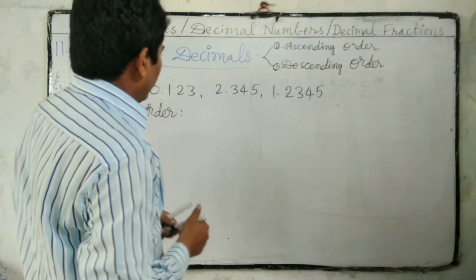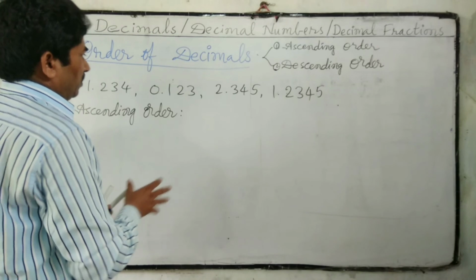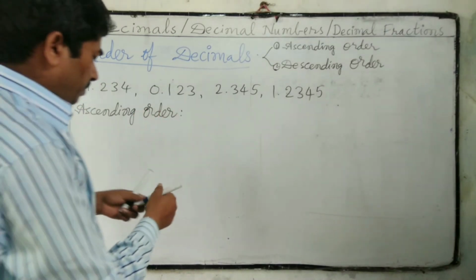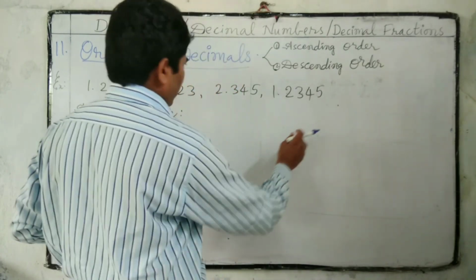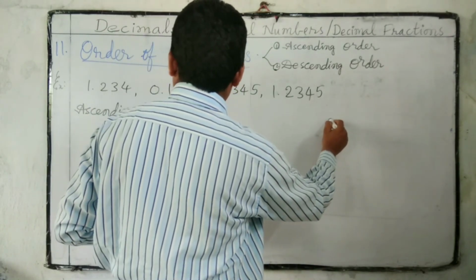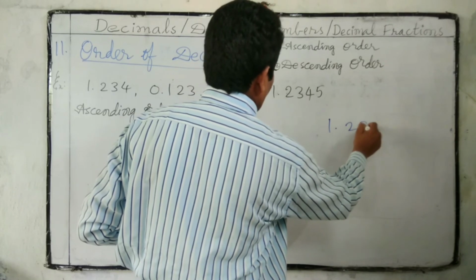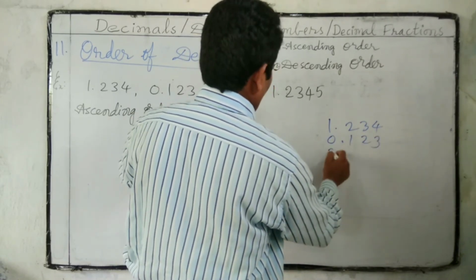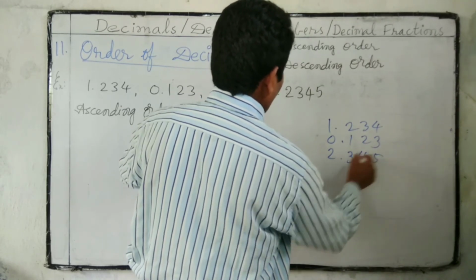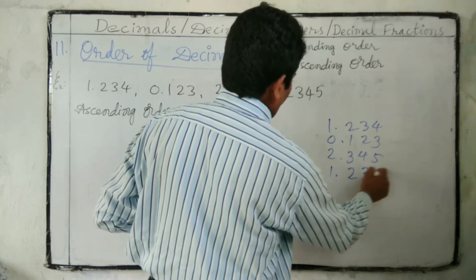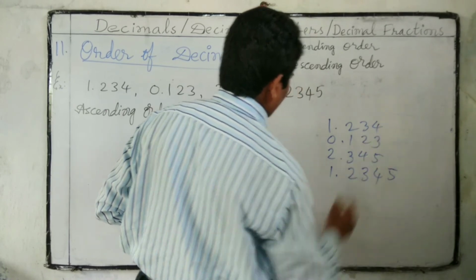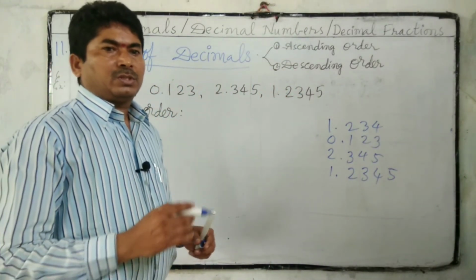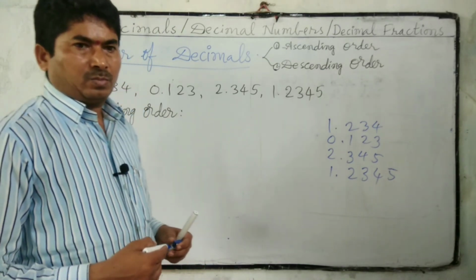To arrange in ascending order, we have to select in order. I will write here 1.234, 0.123, 2.345, 1.2345. Ascending order means smallest to biggest.